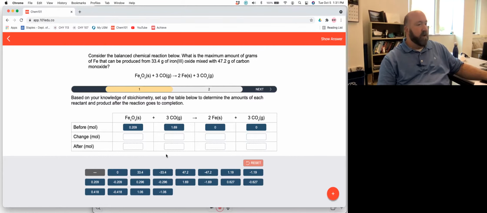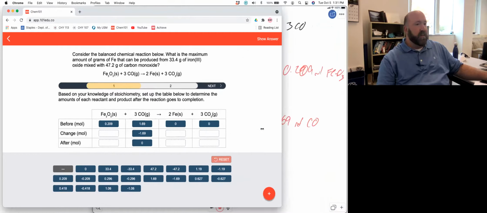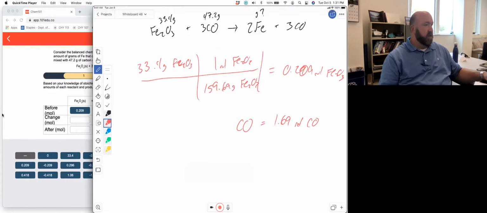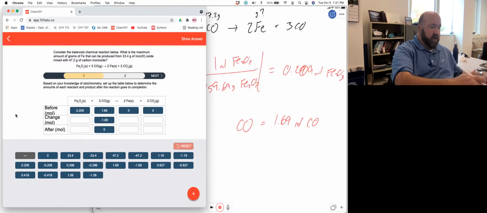And so we know that if carbon monoxide is our limiting reactant, then all of that will be used up in the reaction, meaning our after amount, our final amount of carbon monoxide is going to be 0, which means that it had to have decreased by 1.69 moles. So we had to have had a negative 1.69 there. And so let's take a look at what that means for our amount of the iron 3 oxide that had to have been used.